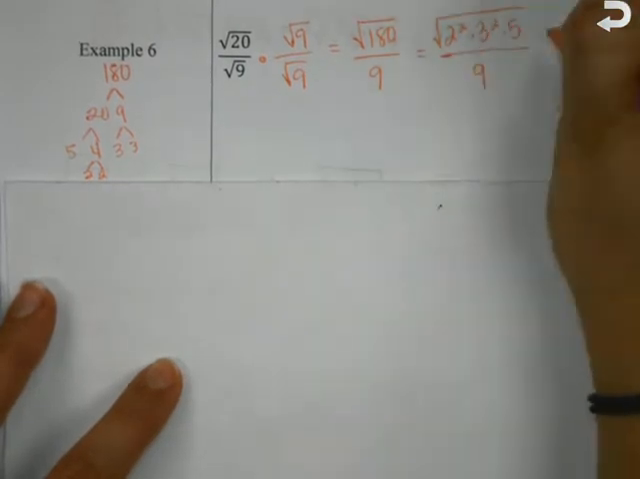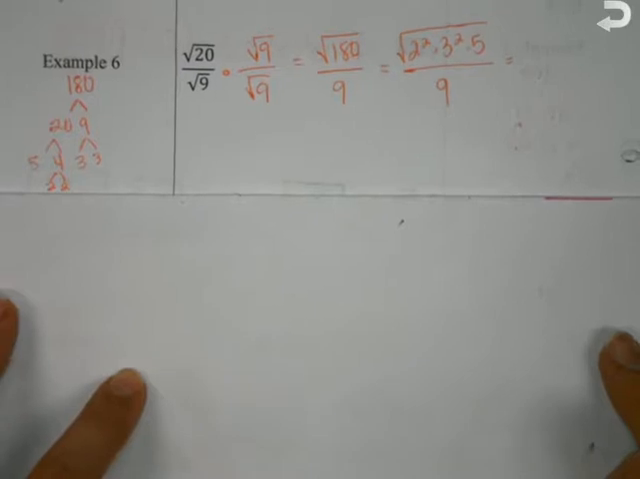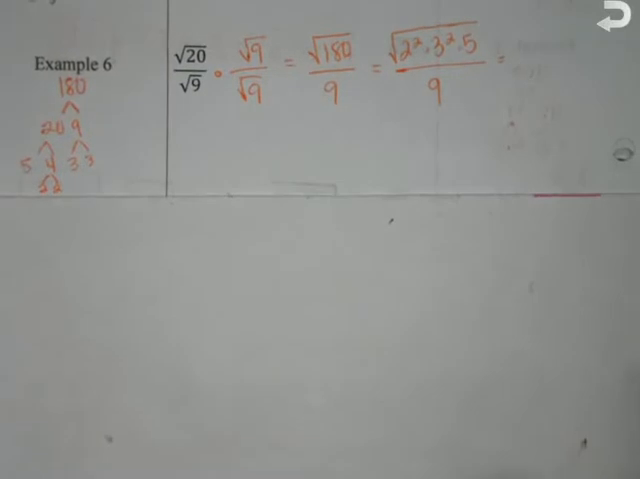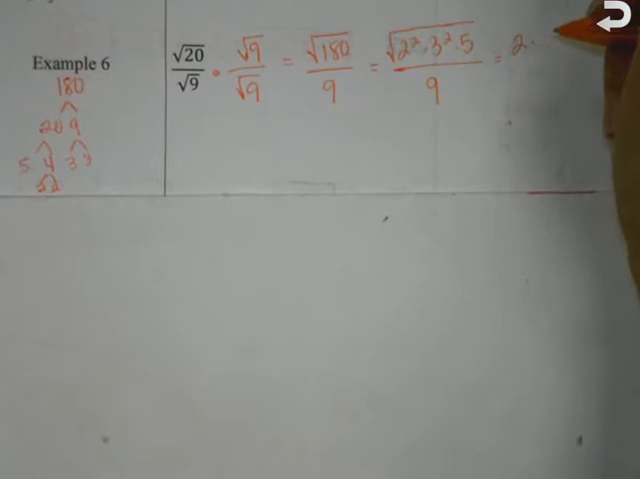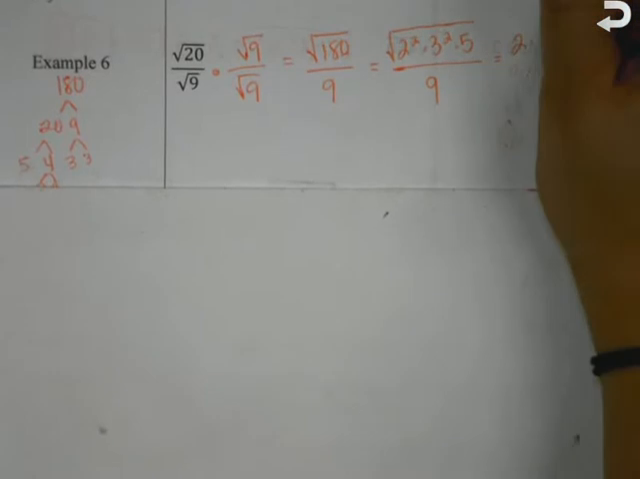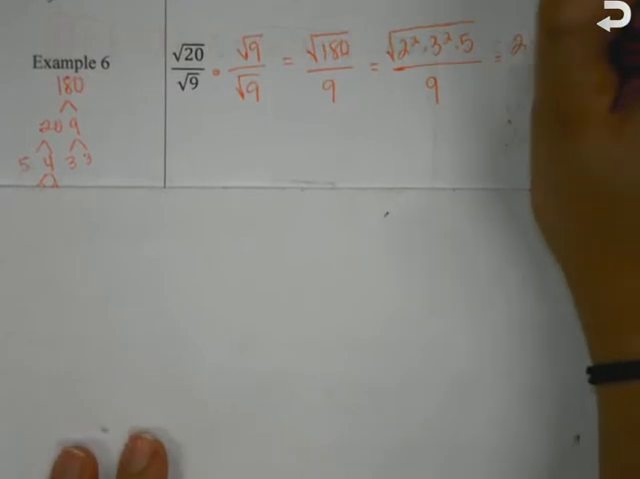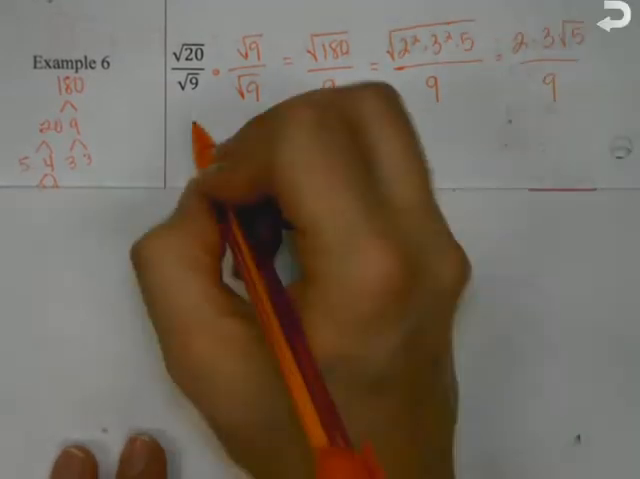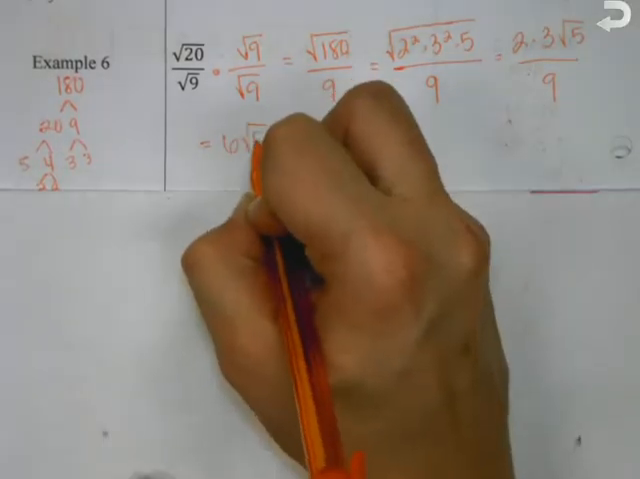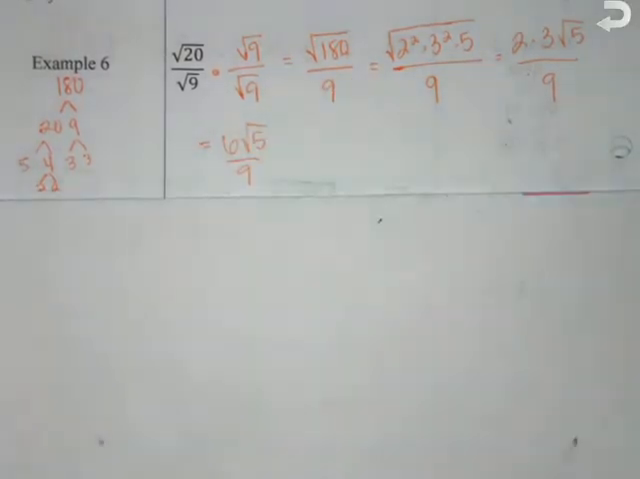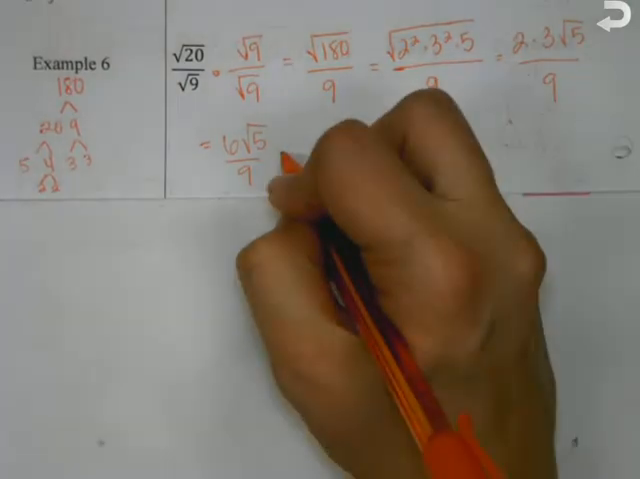Okay, square root of 2 squared is 2 times square root of 3 squared, 3, square root 5, all over 9. So that's going to give me 6 root 5 all over 9. Am I done? Why not? You can reduce. 6 and 9 both reduced by what? 3. By 3. So that's going to give me 2 root 5 over 3.